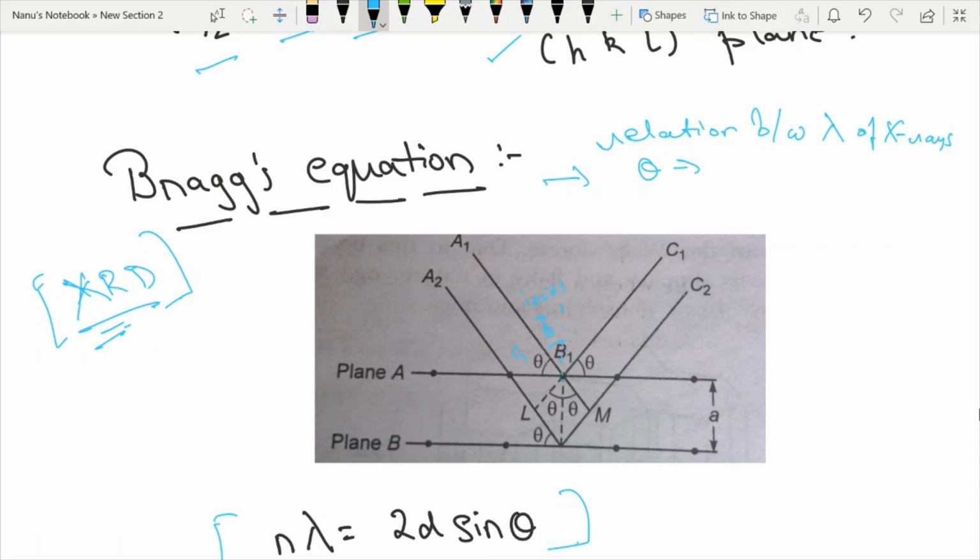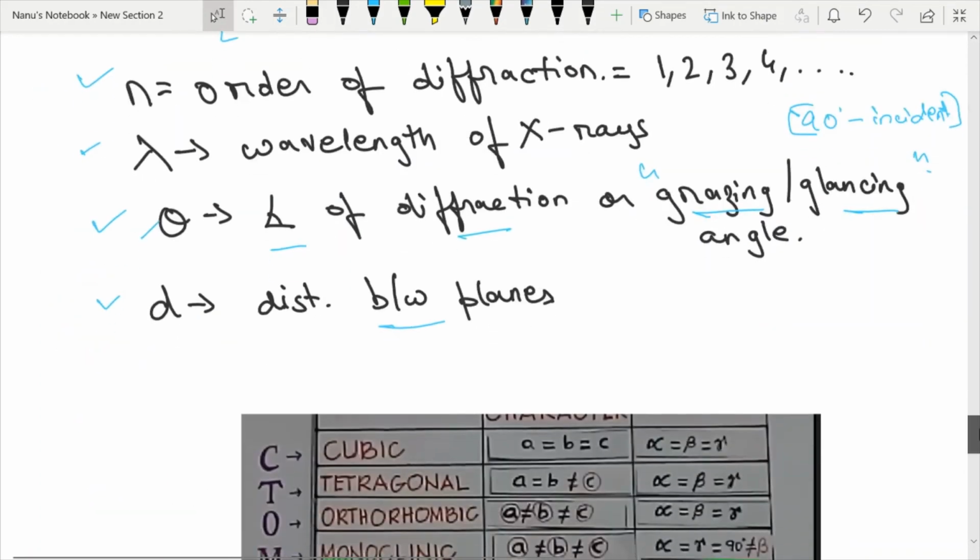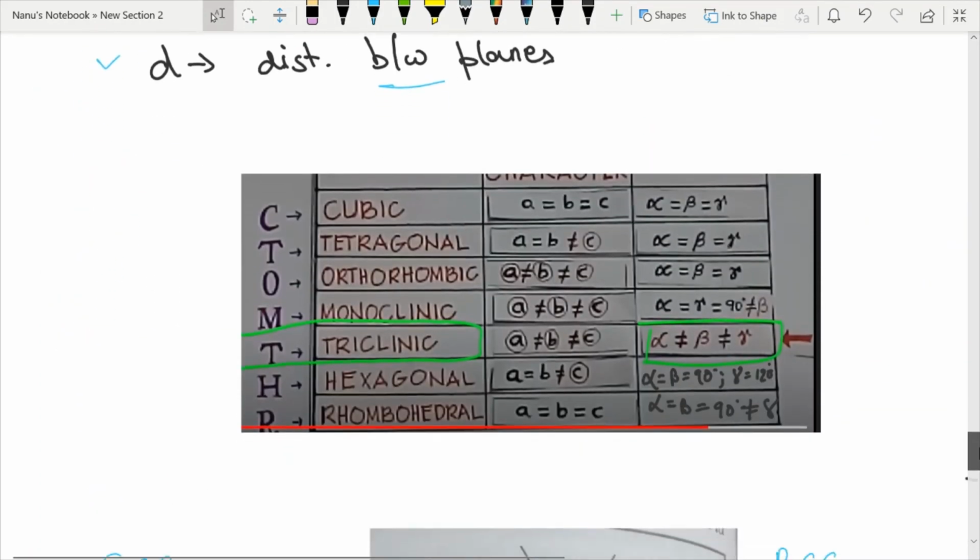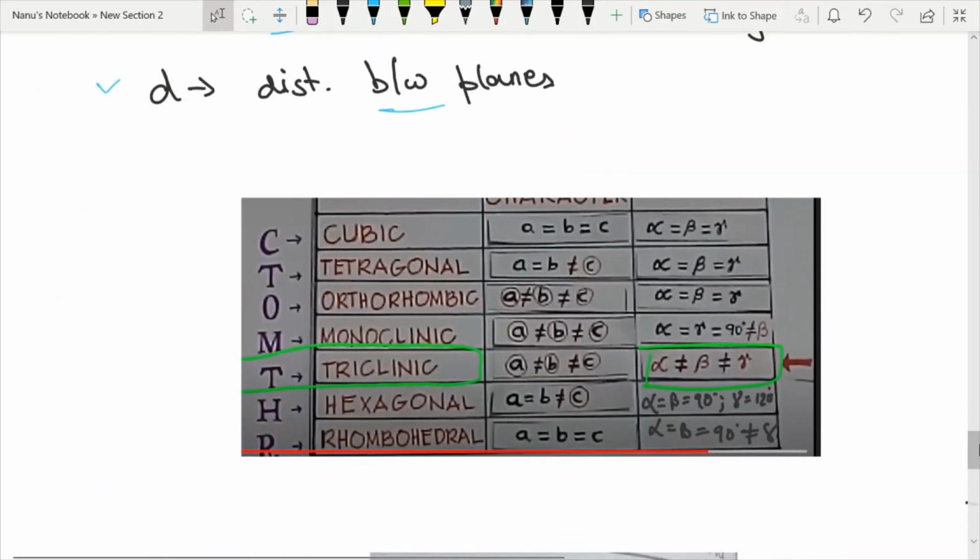Again guys, I'm repeating, don't do any calculation. If it is written grazing or glancing angle, don't be scared about what it is. You have to just put that value of theta in the formula. That's it, done. Your d is the distance between two planes, and your lambda and n will be given. In the next part we will see some very good examples which will really help you in your exams, especially picked for IIT-JAM level.